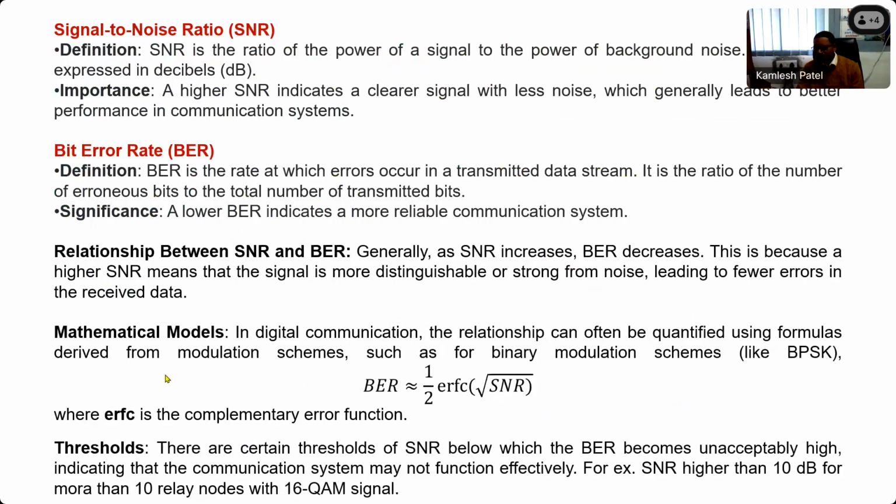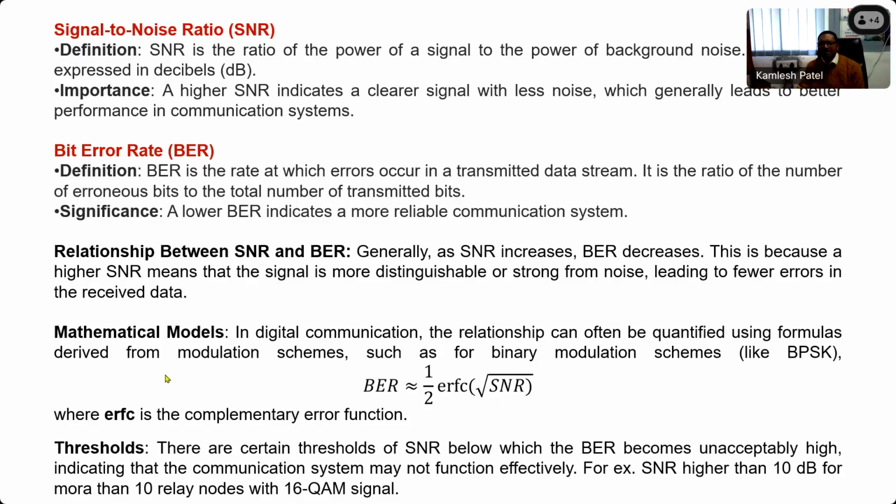Before jumping to the SINR measurement, let's define the important parameters known to the metrology group. One important parameter is the signal to noise ratio, the ratio of the power of a signal to the power of the background noise, expressed in dB. Signal to noise ratio is an important parameter which indicates the clarity of a signal with a small amount of noise, and it is a performance metric for a communication system.